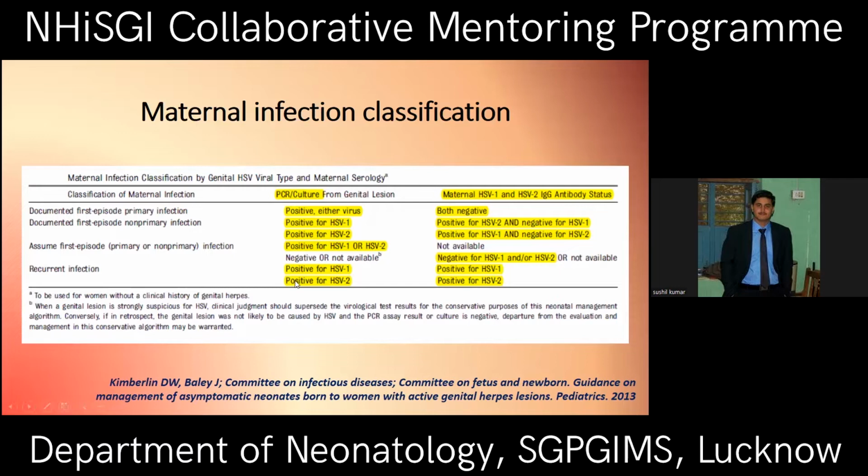In recurrent infection, both the PCR or culture from the genital lesion and the antibody status are positive for the same category of herpes virus. That is, PCR or culture is positive for either type one or two, and if the maternal antibody status is also positive for the same serotype of the virus, then it indicates that the mother is having recurrent infection with the same type of virus. So these are the classifications of maternal infection depending on the genital HSV viral type and maternal serology.